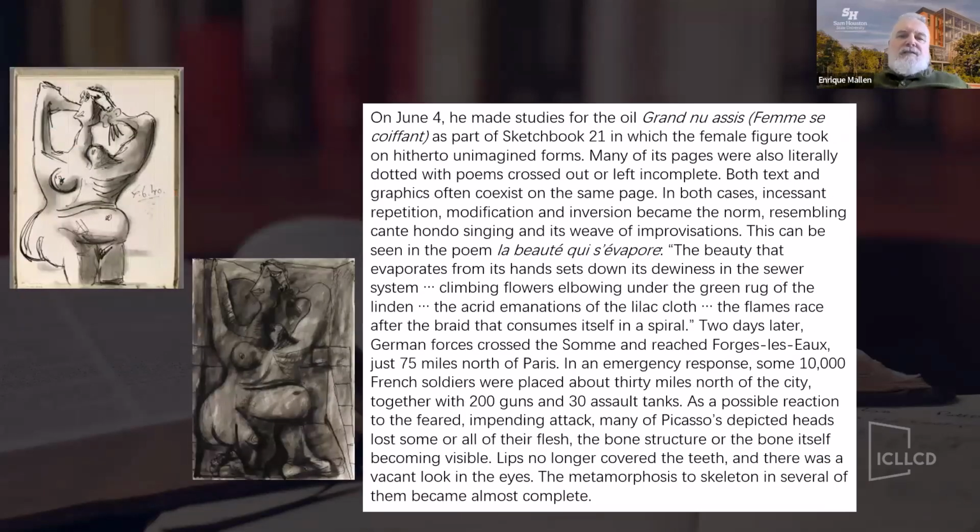On June 4th, Picasso made studies of the oil Grand Noisys as part of Sketchbook 21, in which the female figure took on hitherto unimagined forms. Many of the pages were also literally dotted with poems, crossed out or left incomplete. Both text and graphic often coexist on the same page. In both cases, incessant repetition, modification, and inversion became the norm, resembling a cante hondo in Spanish, singing for its weave and improvisation. This can be seen in the poem La beauté qui s'évapore.